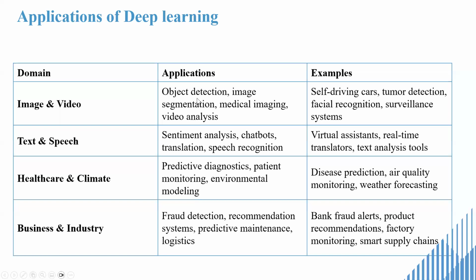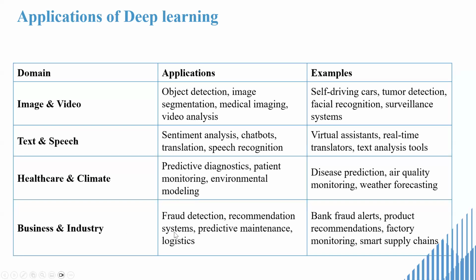In images and videos: object detection, image segmentation, and medical image and video analysis. Self-driving cars, tumor detection, facial recognition, and surveillance systems. In text and speech: sentiment analysis, chatbots, translation, speech recognition. You can see examples in virtual assistants, Google Translate, real-time translators, and text analysis tools. In healthcare and climate: predictive diagnosis, patient monitoring, environmental modeling, disease prediction, and air quality monitoring, and there are plenty of others.